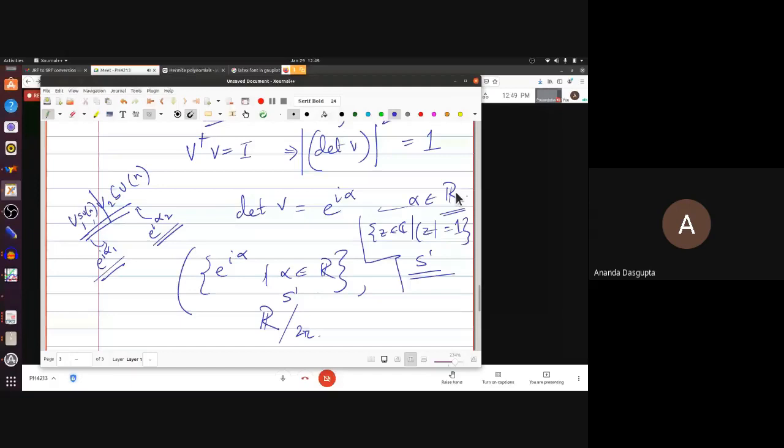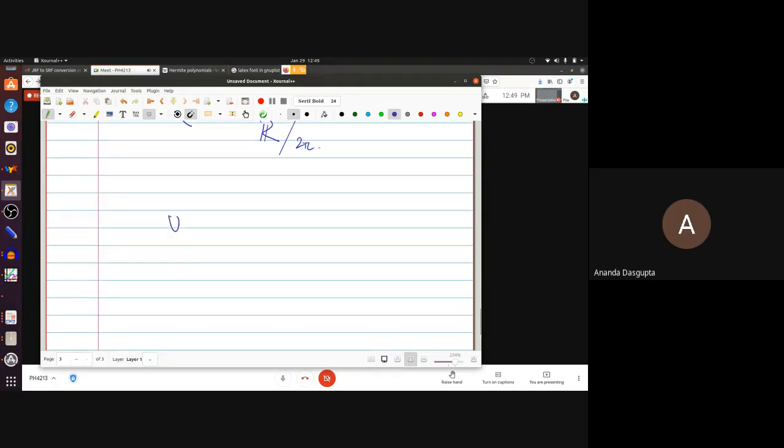The group S1, which is basically the set S1. Remember, we often deliberately confuse the name of the group and the name of the set underlying it. S1 is a circle, which is the set of all complex numbers with modulus 1. But if you supplement the S1 with complex number multiplication, then you get a group. And that group is also called S1. So strictly speaking, the correct answer to this would be UN by SUN is isomorphic to S1, the circle.